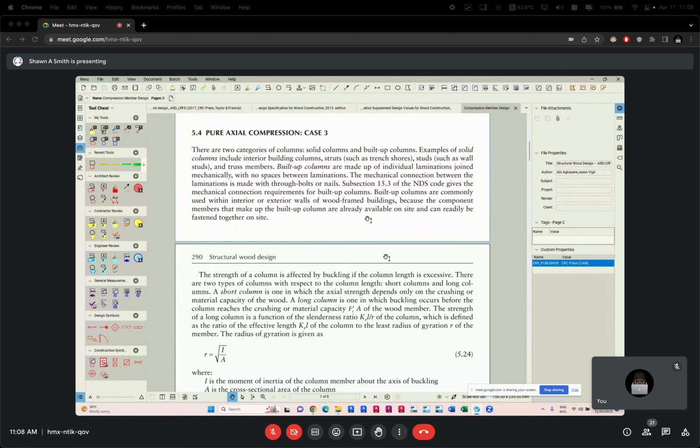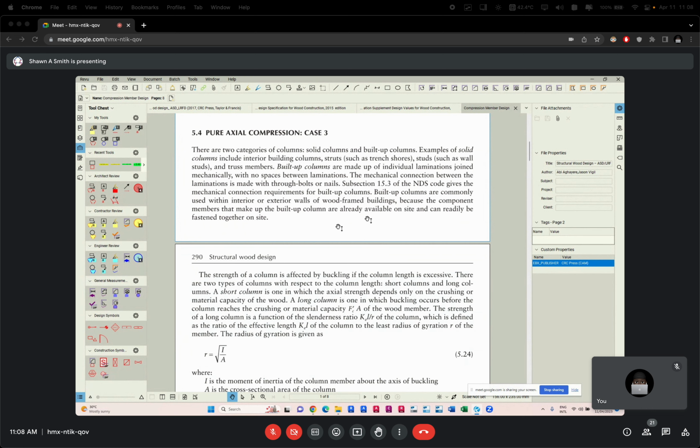Examples of solid columns include interior building columns, struts such as trench shores, studs such as wall studs when we do drywalls and panel walls, and truss members. Built-up columns are made up of individual laminations joined mechanically, with no space between laminations. The mechanical connection between laminations is made up of bolts. So that's just for knowledge purposes, not because we're going to get into it.